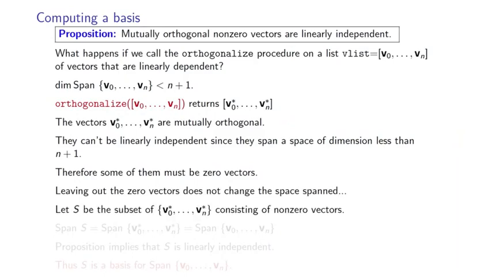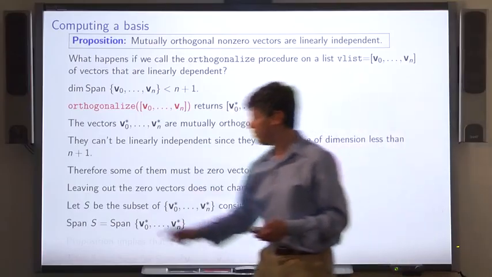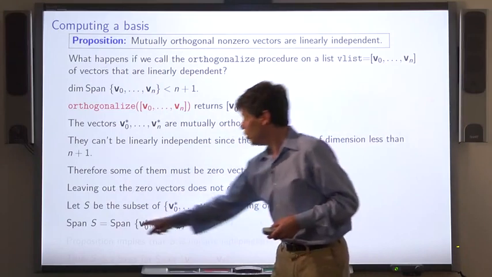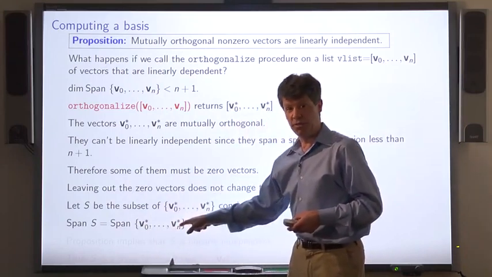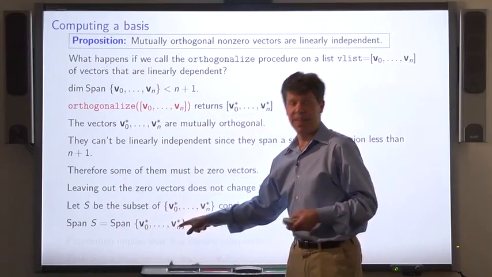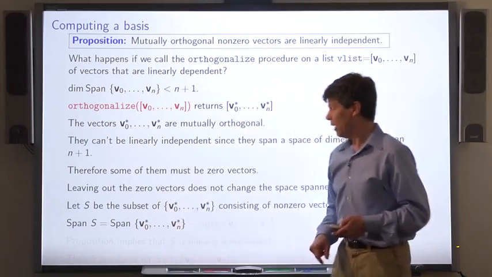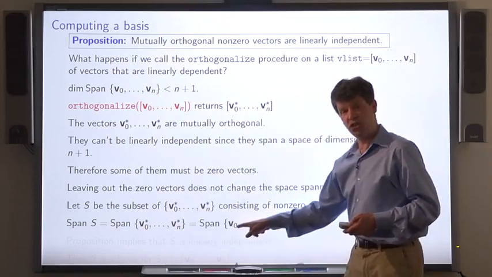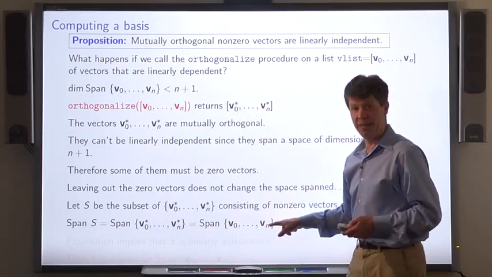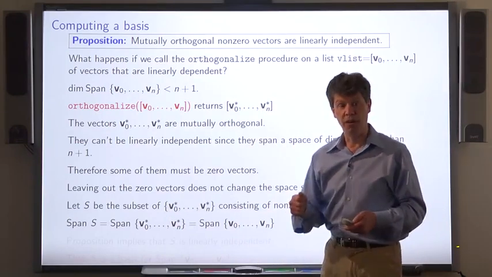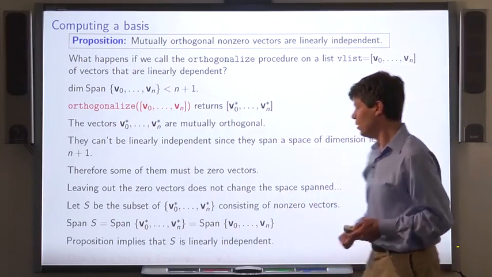So let S be the subset of the output vectors, v0 star through vn star, consisting just of the non-zero vectors. Well, the span of S is equal to the span of all the vectors, v0 star through vn star, because 0 vectors don't contribute anything to the span. This is equal to the span of the original vectors, v0 through vn. That's the correctness property of orthogonalize.